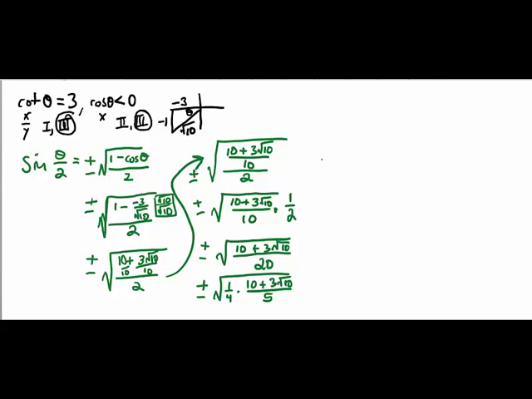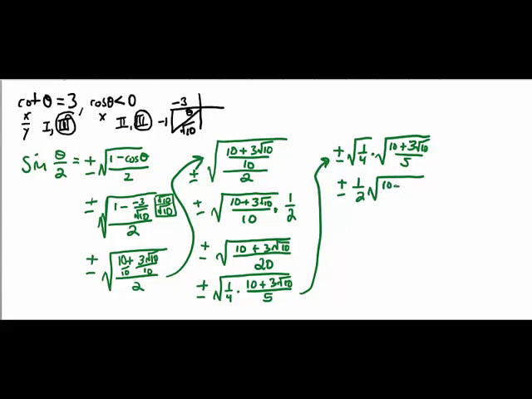What this means is I can then split this, plus or minus the square root of 1/4 times the square root of 10 plus 3 square root of 10 divided by 5. Okay, so the square root of 1/4 is the same thing as the square root of 1 over the square root of 4, and we showed you that earlier in the video. So this means I have plus or minus 1/2 times the square root of 10 plus 3 square roots of 10 divided by 5.